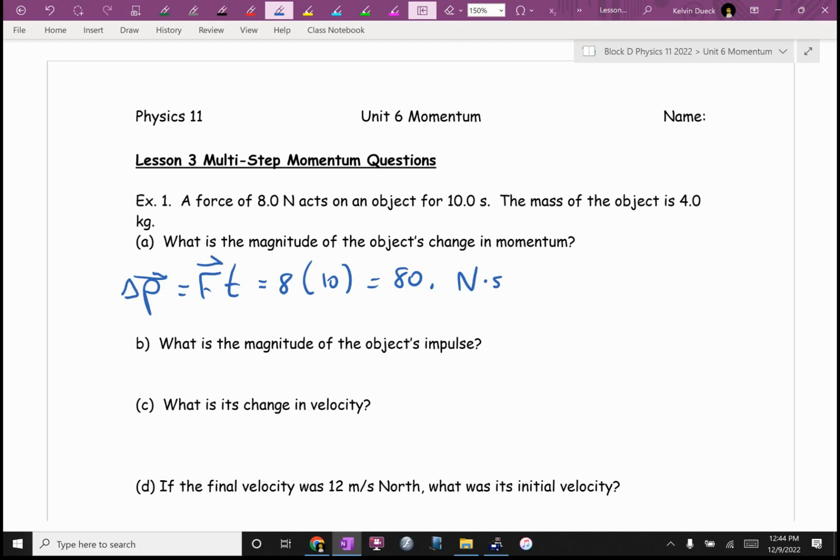Good yawn, Aaron. Aaron, what's B want me to find? Good. What's the answer? Too slow. What? 80. Aaron, thank you. You knew it right away. What? You're right. More specific. What did you just say? 80. Why? Because impulse and change in momentum are the same thing.